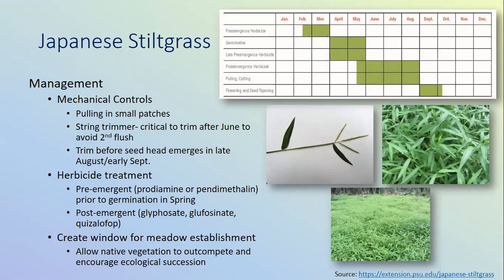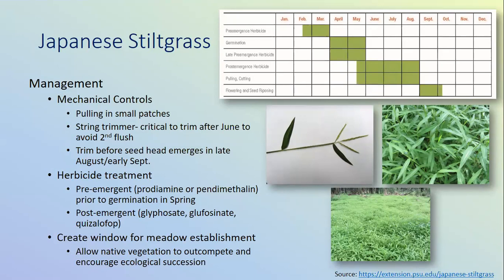There are a couple of ways to manage this. You can mechanically control it by pulling it if you have small patches. Again, if you detect it early on, that's definitely a possibility. You can even use a string trimmer and trim it. You'll also want to trim it in June after the spring to avoid any second flush, because there can be multiple flushes of this plant throughout the year because there's so much seed storage in the soil right now.